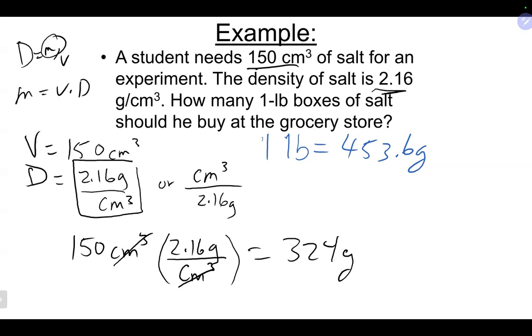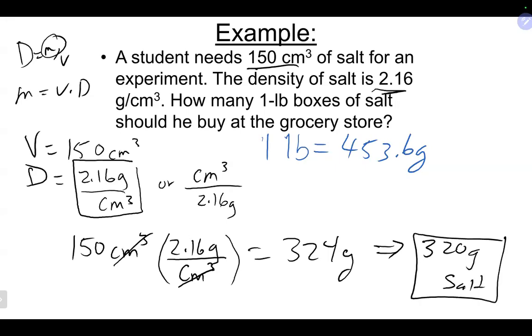At this point, we would look at significant figures. The first number has 2 significant figures. Our density value there has 3 significant figures. So really my answer should end up with 2 significant figures in this case. So you should end up with about 320 grams of salt.